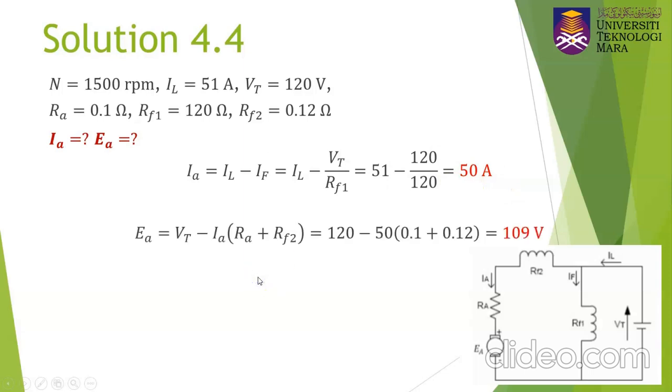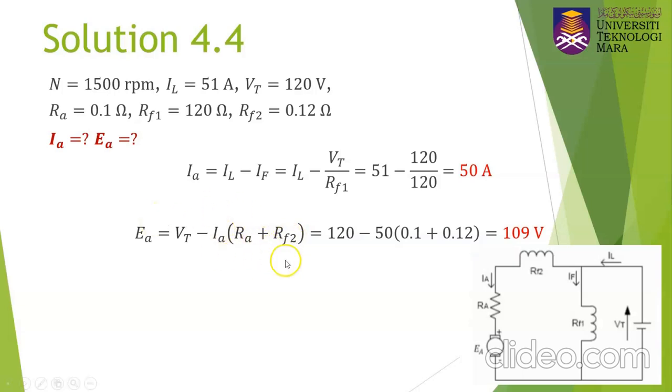And then after that, you need to apply the KVL to get this equation. In order to calculate EA, it is equal to V terminal minus IA multiplied with RA plus RF2. Make sure you put RA plus RF2, not RF1. Because RF1 is located at the shunt location, but here RA and RF2 are connected in series. So that's why in the equation you put RA plus RF2. Remember, it is not RF1.